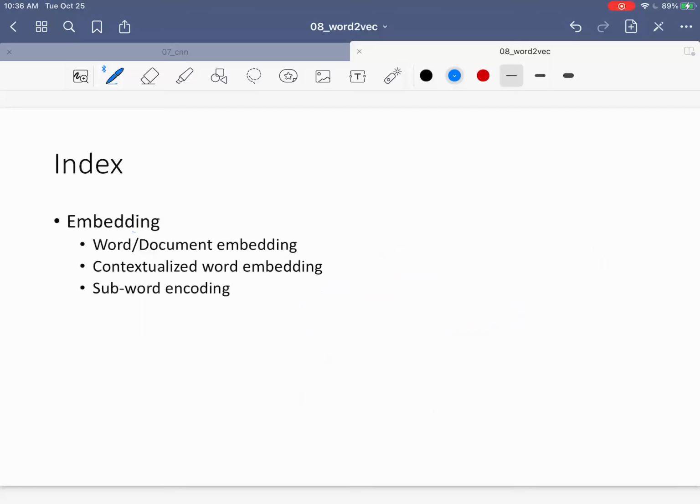So the contents are word embedding, document embedding, then contextualized word embedding, which will just.